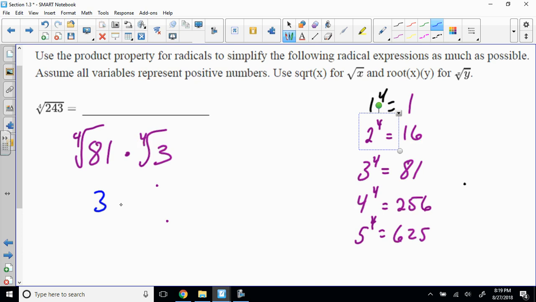So guess what? My answer is 3 fourth roots of 3, right? Now, did we do anything different than when we looked at squares? Nah, nada. We found one of the factors that had to be that, right?